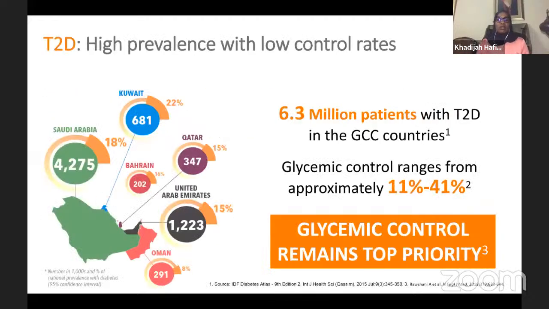You're all a sophisticated audience, well aware that we have a very high prevalence of type 2 diabetes in the region. But what is equally alarming is that a very small percentage of our patients actually achieve target glycemic control. As you can see from the figure here, glycemic control usually just ranges from about 11 to 41%. So there's still a lot of work that needs to be done.